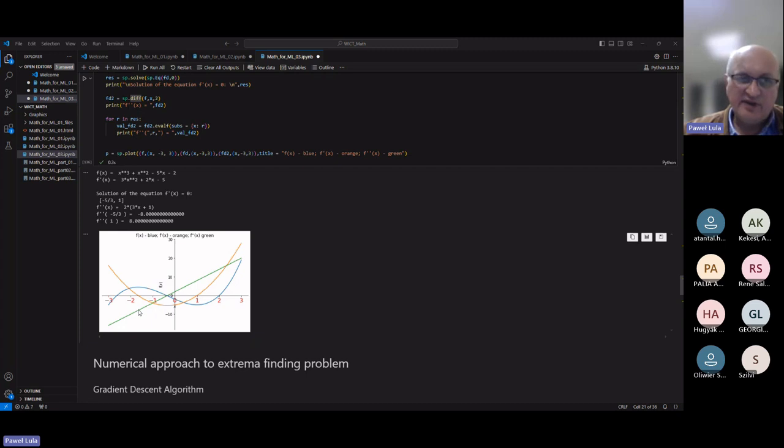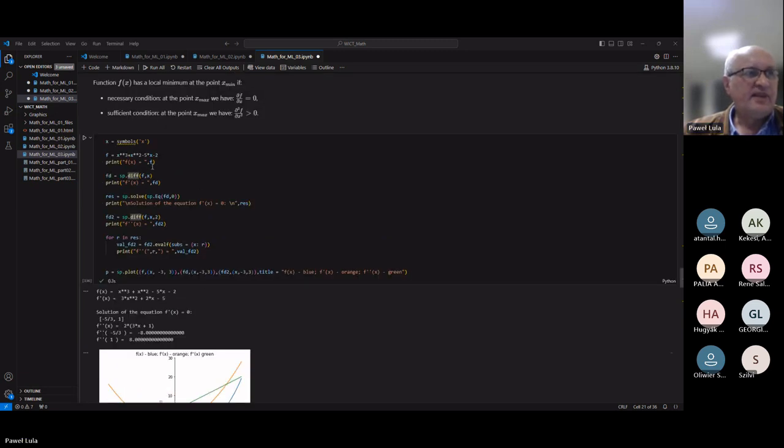Here, the second derivative is negative. It means that the function, the blue line here, has its maximum at this point. At this point, the first derivative, of course, is equal to 0. The second derivative is positive. It means that our function has a minimum here at this point.